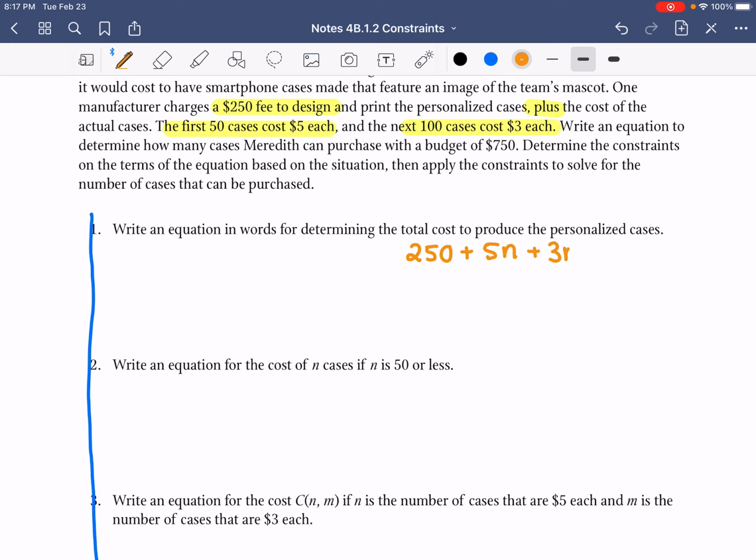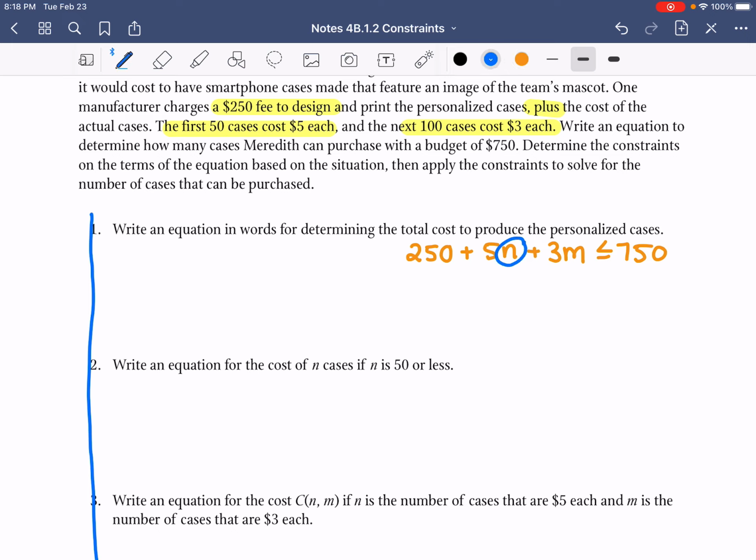And we have a budget of $750, so that means we can be equal to $750, or we can be less than $750, but we can't go over. That's just our budget. So we're not going to have an equal sign. We're just going to have a less than or equal to, because we can be less than that. That's just our budget.